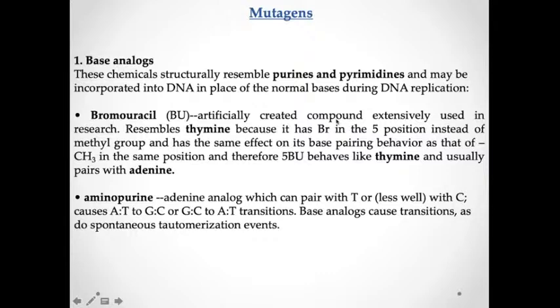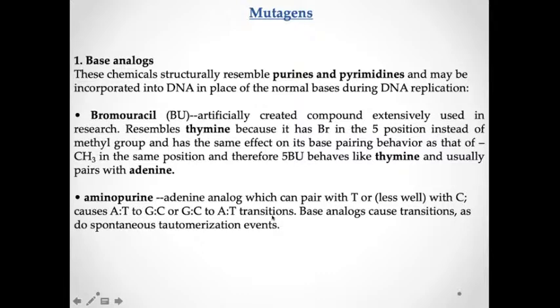Bromouracil is a compound extensively used in research. It resembles thymine because it has a bromine in the 5 position instead of the methyl group. So 5-BU behaves like thymine and usually pairs with adenine. So instead of T, you can have 5-BU also. Aminopurines are adenine analogs which can pair with T or with C, causing A to T, G to C or G to C, A to C transition.